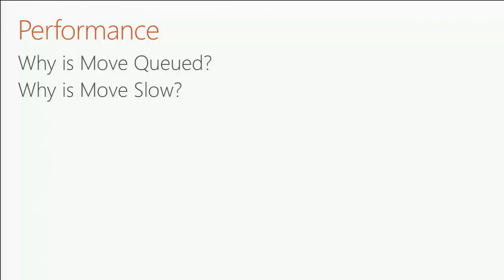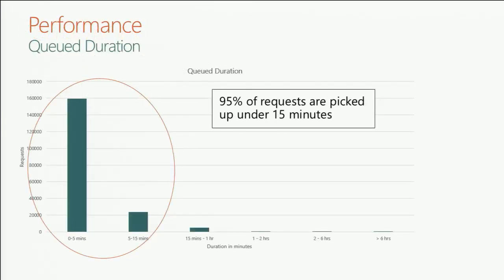We'll first look at a general distribution of what migrations look like in a data center. This is the first graph, which captures the amount of time a move is queued. On the y-axis are the number of requests, and on the x-axis is the amount of time: the first bucket is 0 to 5 minutes, then 15 minutes, and then about 1 hour. Let me talk about what we mean by queued.